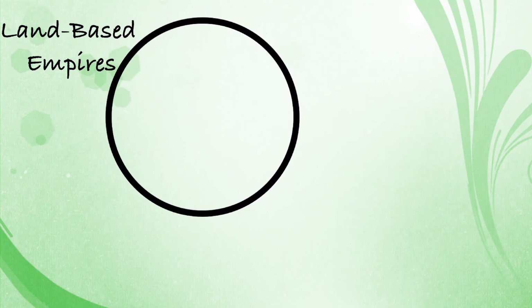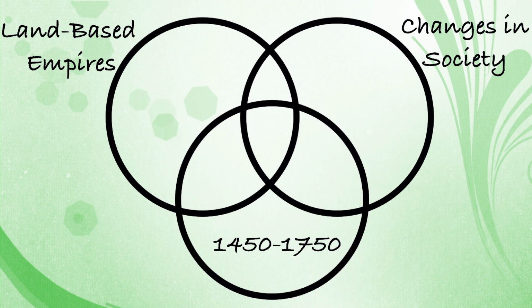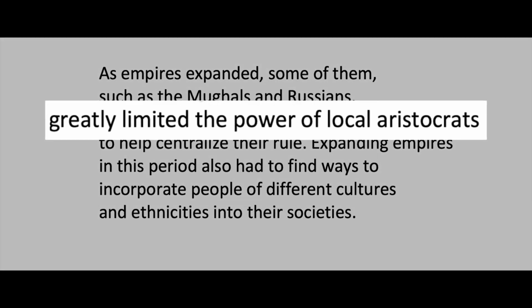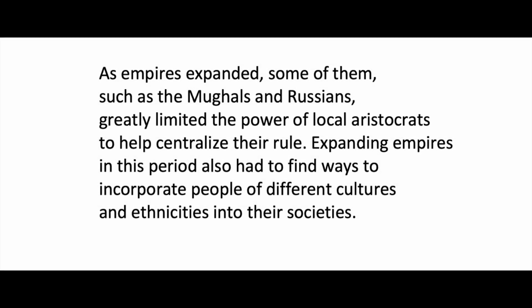Expanding empires in this period also had to find ways to incorporate people of different cultures and ethnicities into their societies. Let's check the claims of the thesis to see if they work. They've got to deal with the expansion of land-based empires, changing social structures, and they have to be limited to the developments between 1450 and 1750. Both of these work. They make claims about the specific ways the expansion of empires in this era had an effect on society. We have a thesis here.